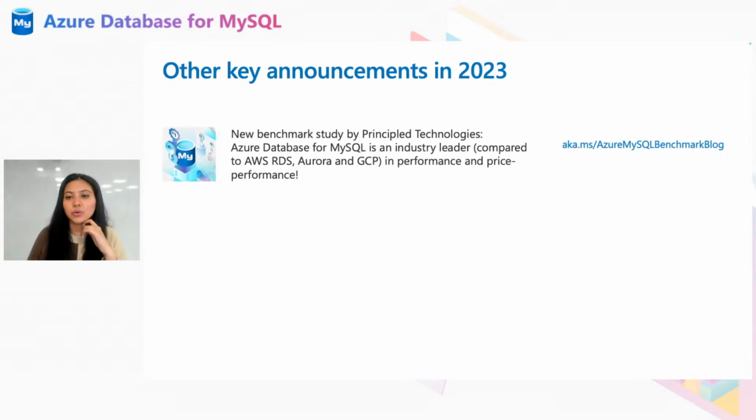This benchmark study showed that Azure Database for MySQL is the industry leader for performance, price performance as well, compared to AWS and GCP. Now, Azure Database for MySQL Business Critical Service Tier is up to 50% faster than MySQL on RDS, and up to 2.26 times faster than GCP Cloud SQL for MySQL. And it also costs up to 54% less than Amazon RDS, and 51% less than the GCP Cloud SQL for MySQL. For more details, do check out the link here, aka.ms Azure MySQL benchmark blog.